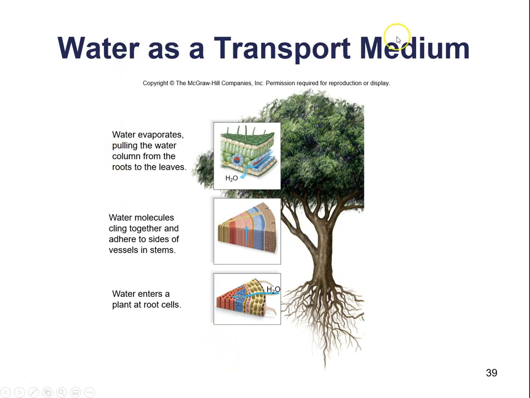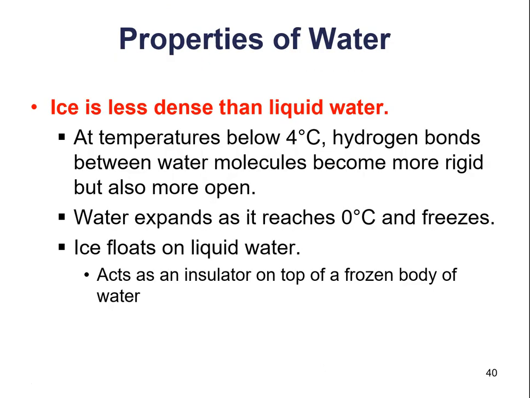So this is an example. If I asked you to give me an example of cohesion and adhesion, or an example of why cohesion and adhesion of water molecules is important, this is one example. Also, if you just think about transport of blood through your blood vessels, another example as well.